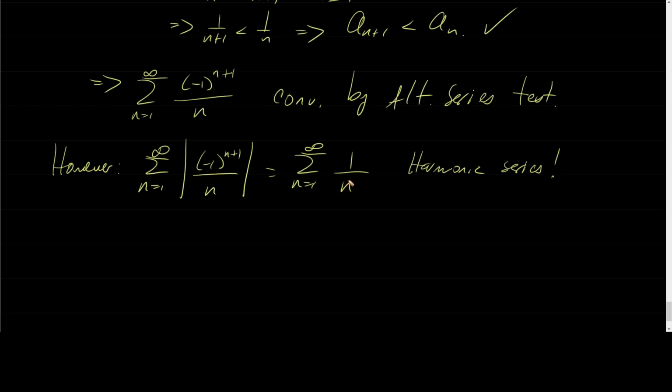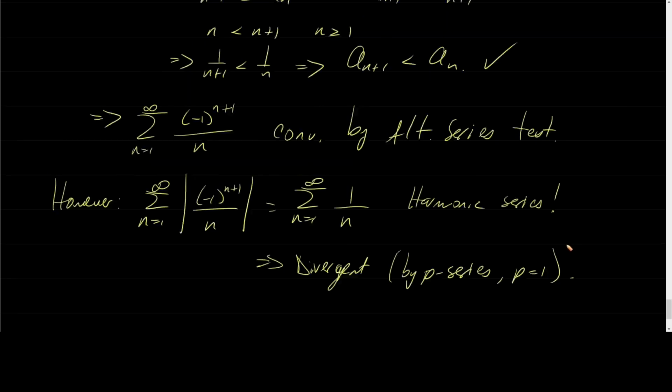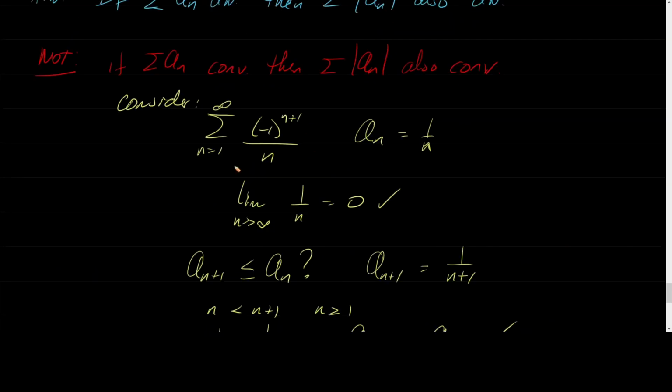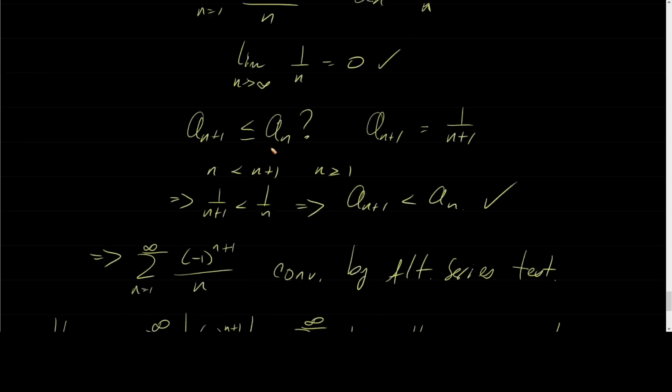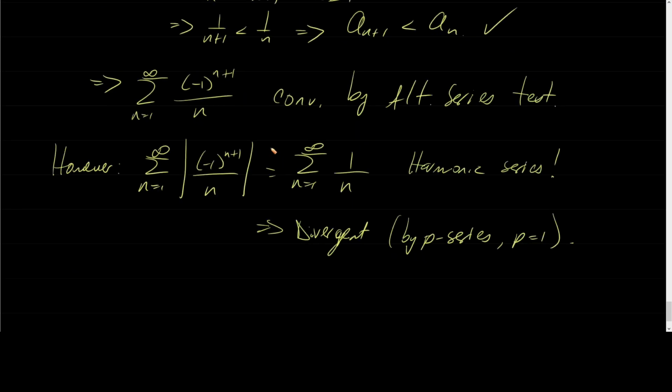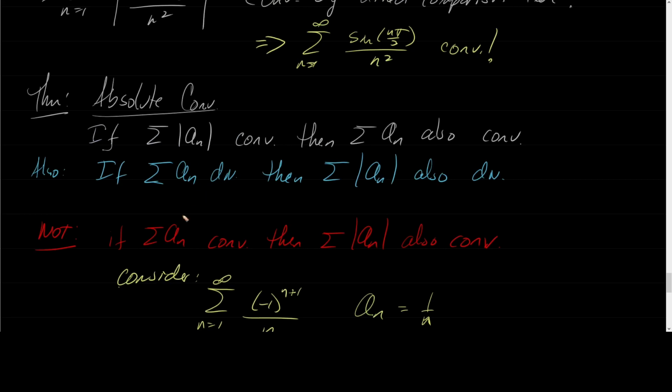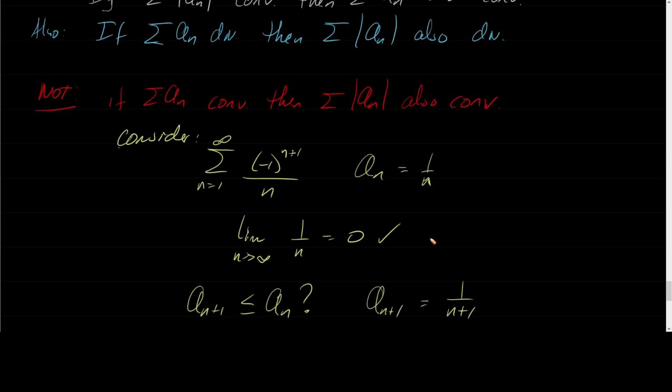And the thing about the harmonic series is that it diverges. So this is divergent. All right? And I guess I could say divergent by p-series, where p is equal to 1. All right? So what did we find here? We found that the alternating series converged, but the absolute value version diverged. So in general, you cannot just say that if a series converges, then the absolute value version would also converge. This is a good counterexample to that.